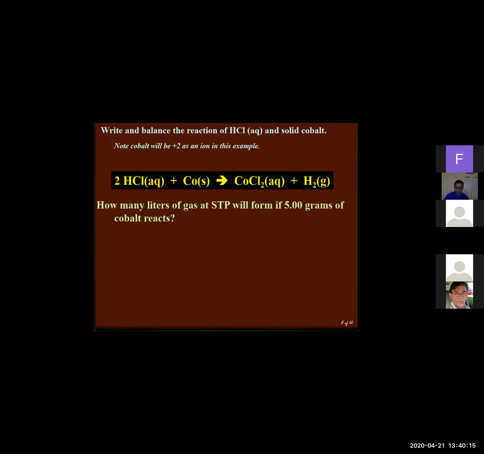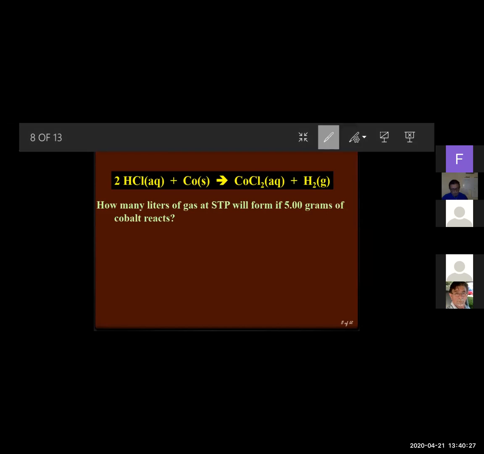Now they're asking you a question here. How many liters of gas at STP will form if you have 5 grams of cobalt reacts? What we're concerned about is how many liters of gas, which would be the hydrogen gas, will form if we start off with 5 grams of cobalt. And so we're only concerned about these 2 here. Plus, we're at STP. Being STP, we can use that relationship, 22.4 liters per mole.